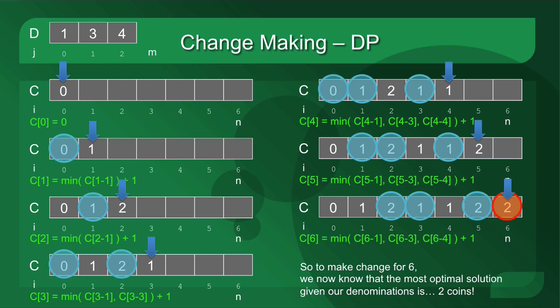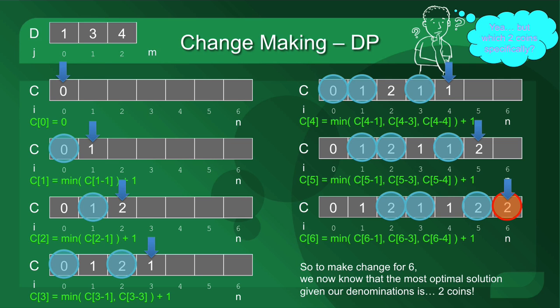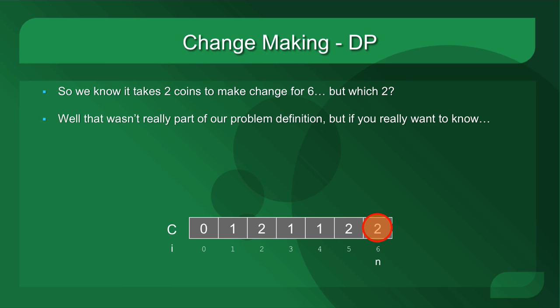But you are a smart computer scientist and you're immediately thinking, okay, that's cool. I can get the number of coins, but which coins specifically? We know it's 2 3-cent coins from this simple problem, but which 2 coins? It'd be nice if our algorithm could compute that. Well, our problem definition really didn't include that at first, but if you really want to know, it's possible because now we can use this table of sub-solutions to traverse backwards to figure out what we want.